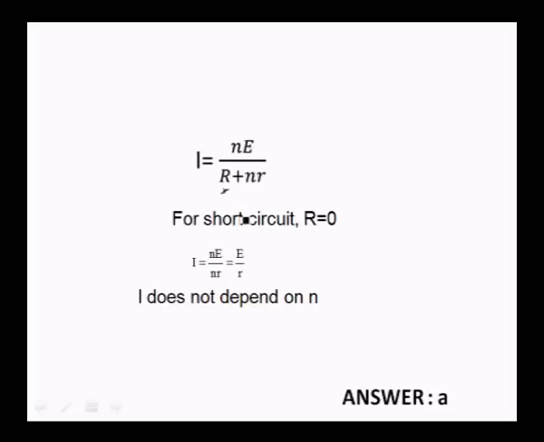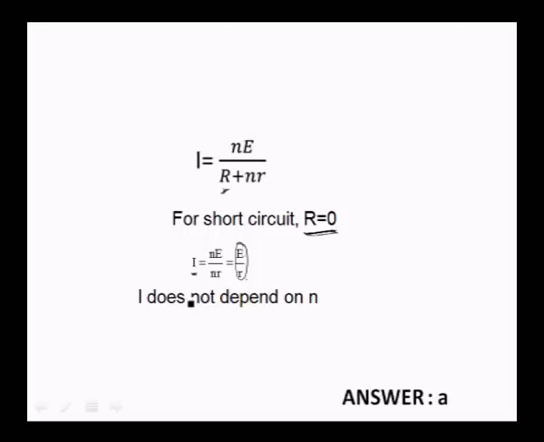R is the external resistance. See, short circuited means the value of R is equal to 0. If you substitute R equal to 0, then we get I is equal to E divided by r. So current is equal to E divided by r. It means that there is no n term in this equation. It means that current does not depend on the number of batteries.